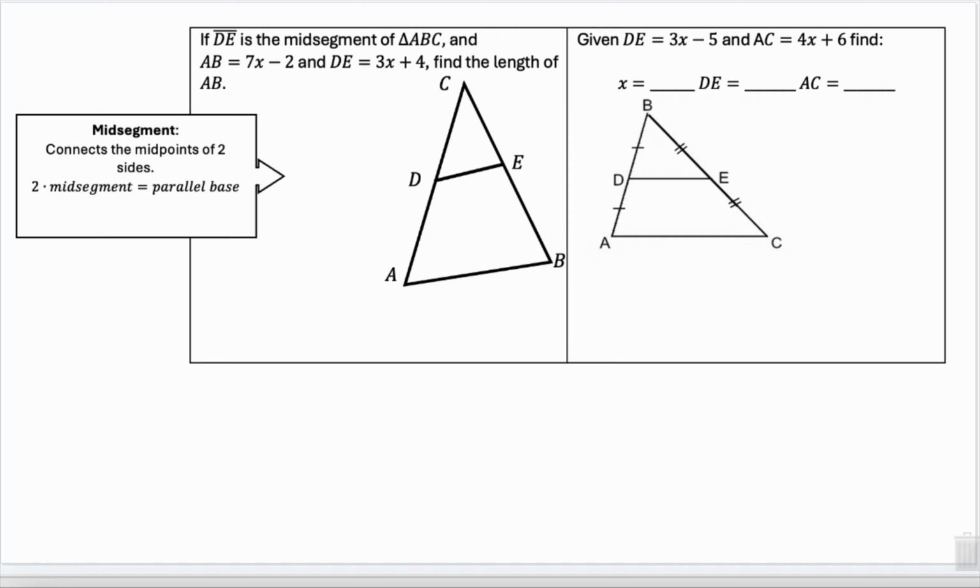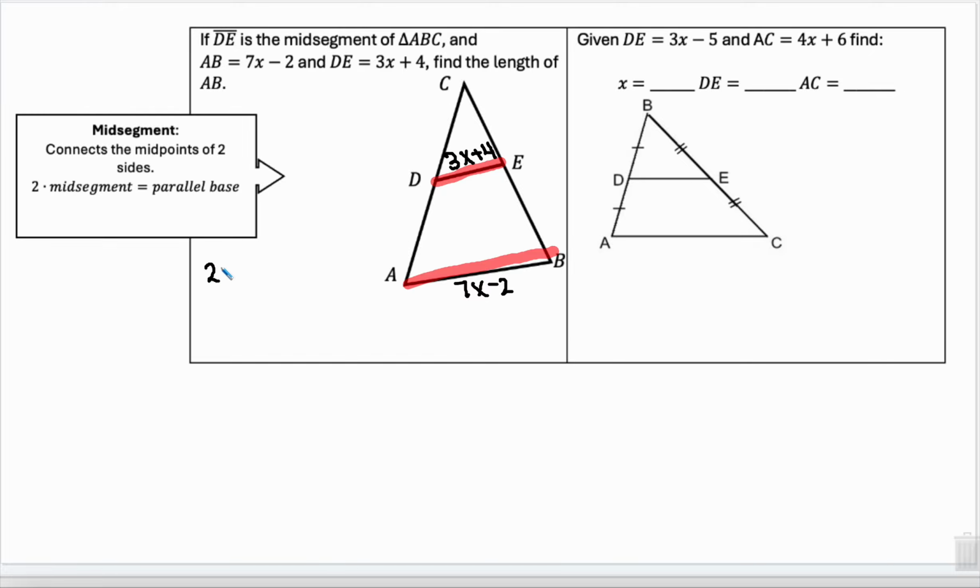So, mid-segments. I think these are pretty easy so long as you remember a formula. And way back when on your test, what I saw a lot of is people wanted to say they were equal. They're not. The mid-segment, if you multiply it by 2, so if I take this thing and multiply it by 2, it is equal to the parallel base, but you have to multiply it. So AB is 7x minus 2, and DE is 3x plus 4.